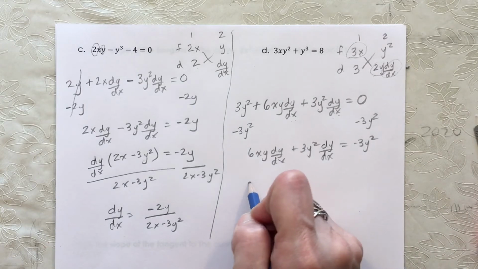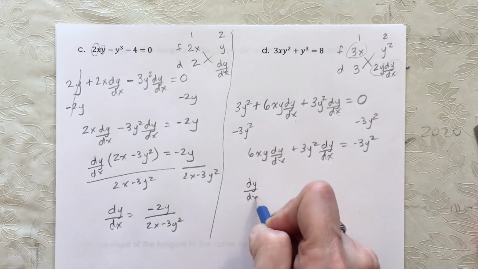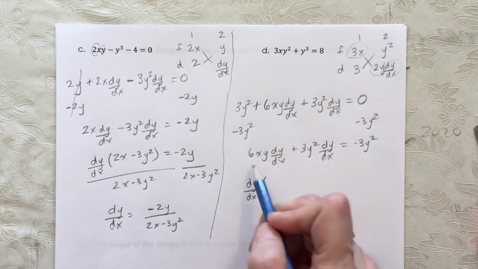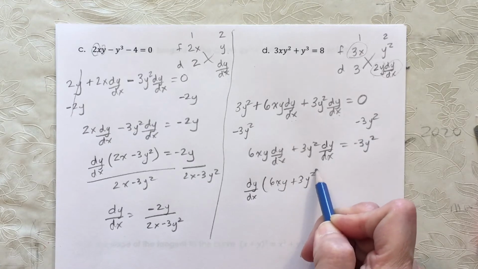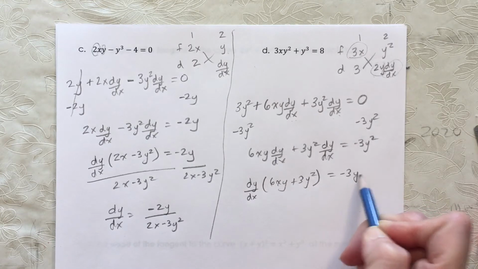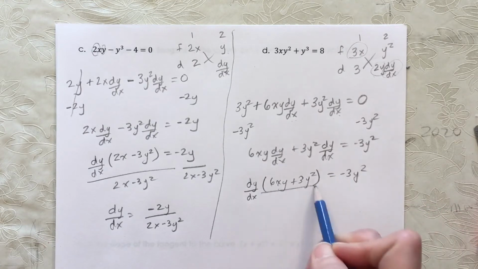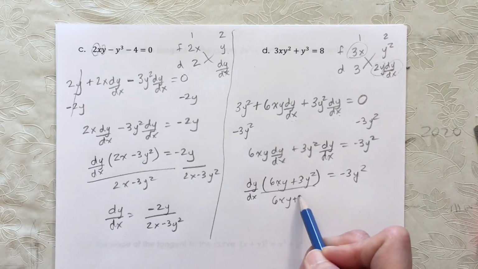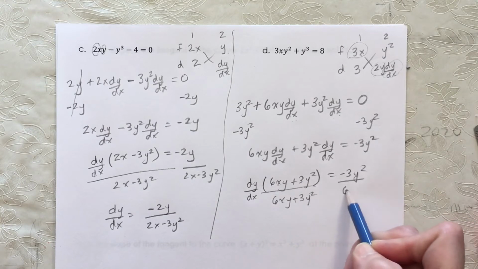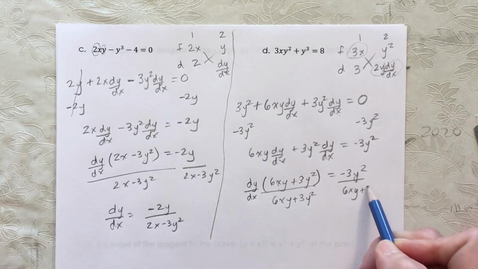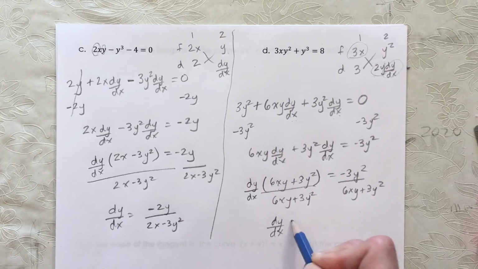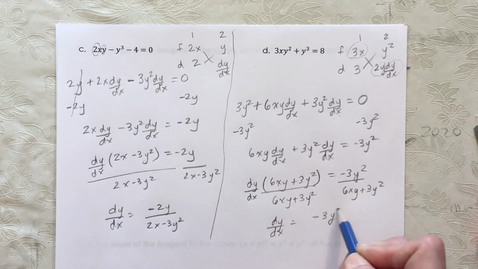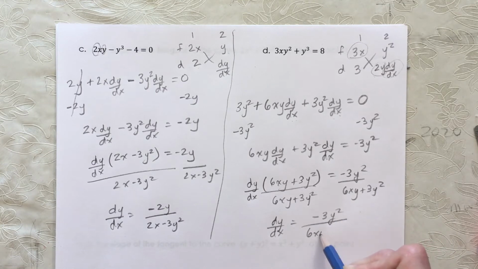I'm going to common factor dy by dx, and I'll get 6xy plus 3y squared. Divide both sides by 6xy plus 3y squared. And we get dy by dx equals -3y squared over 6xy plus 3y squared.